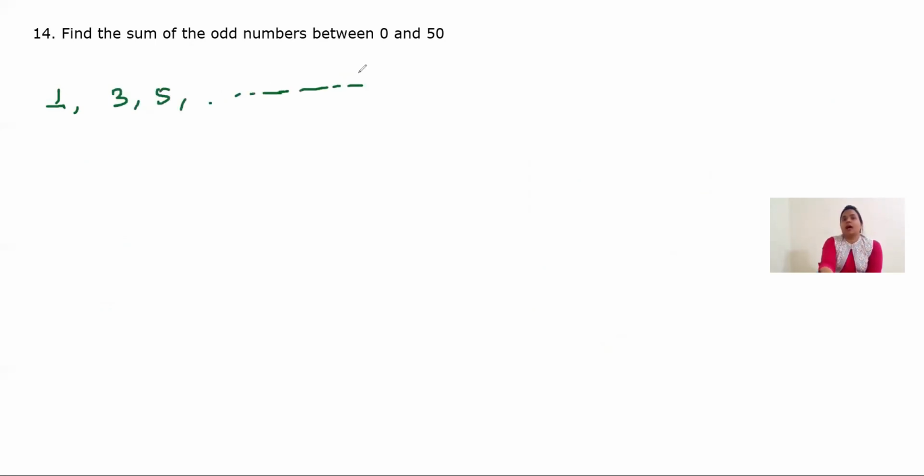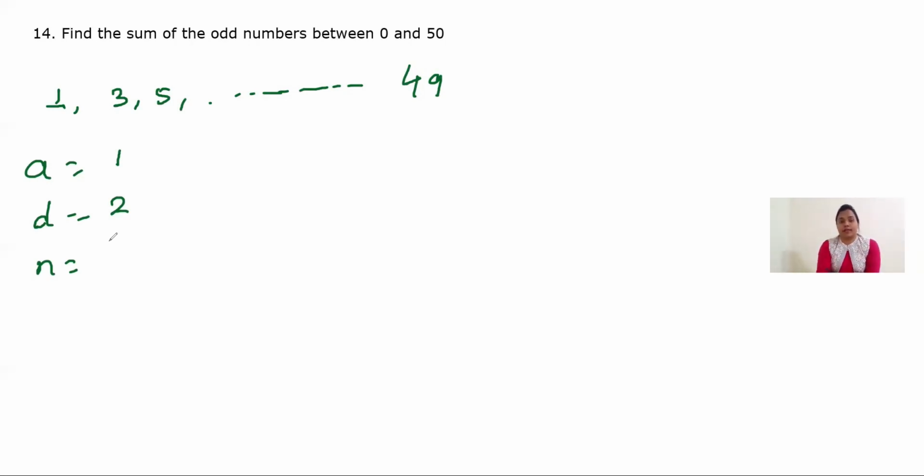Next is the 14th question. Find the sum of the odd numbers between 0 and 50. So what will be the first odd number? That is 1. Next is 3, 5, and the last number before 50 will be 49. So this is also A is 1, D is 2. In this case, we don't have N. How many odd numbers are there between 0 and 50?